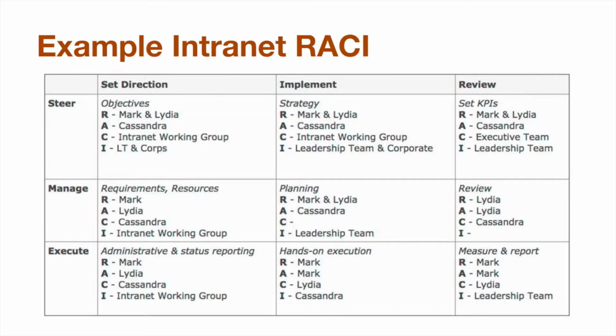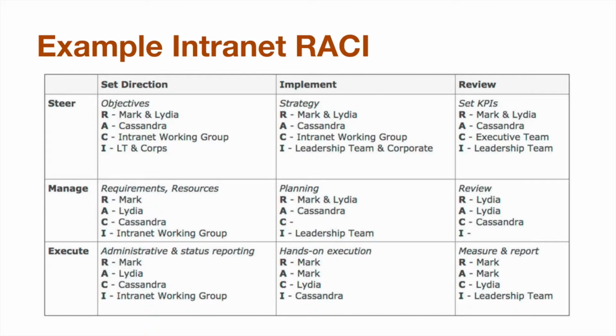So here's an example. Let's take a look at this RACI, this Intranet RACI chart for a fictitious company. And now you can see how it sort of looks in real life. On the horizontal line there, you can see the different stages of the Intranet life cycle, right? First, you define your objectives and you set direction. Next, you work on the implementation of your Intranet. And in the third phase, review contains everything from reporting on intranet performance and working on continued improvement of your intranet.